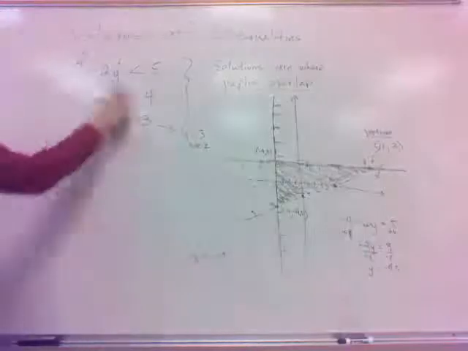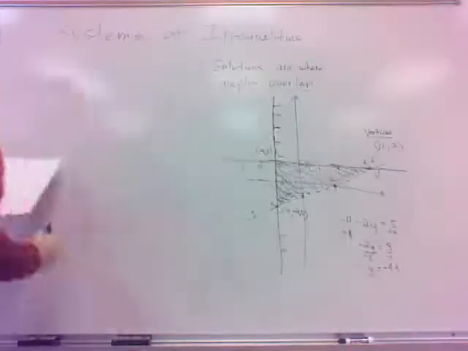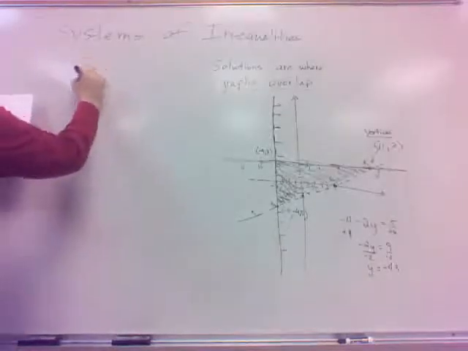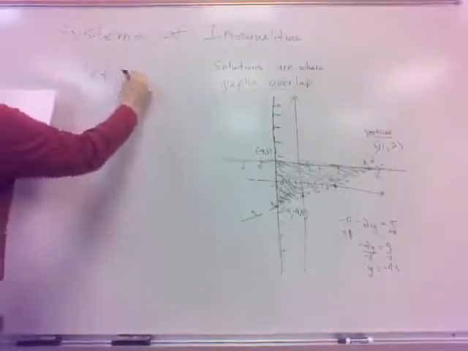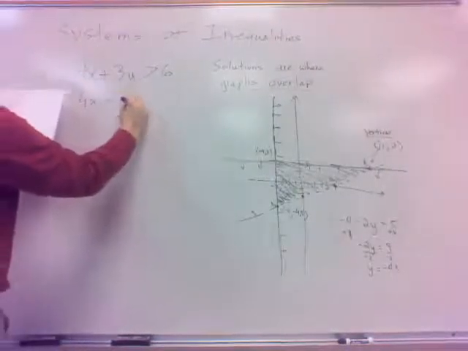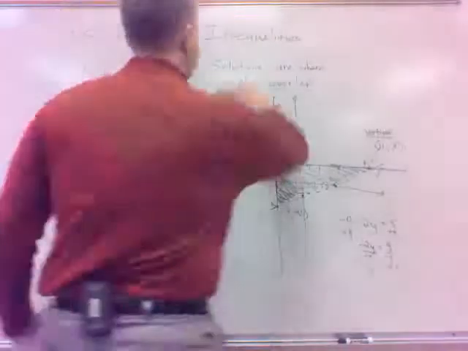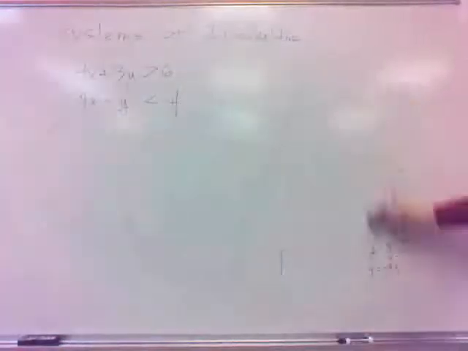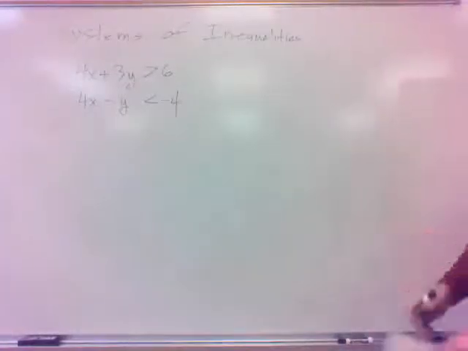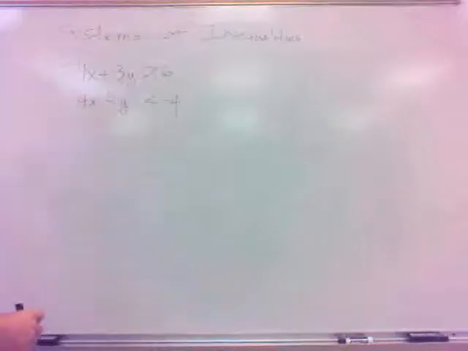All right. So how about this one? 4x plus 3y greater than 6. 4x minus y less than -4. This one just has two lines. Again, however you want to graph those.